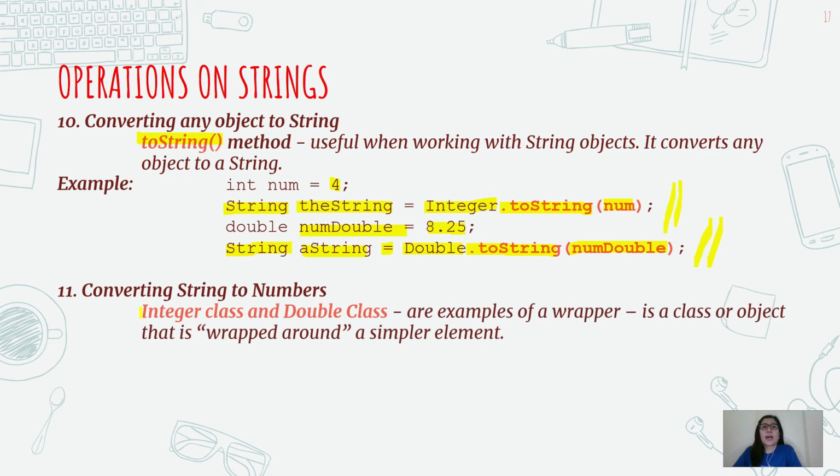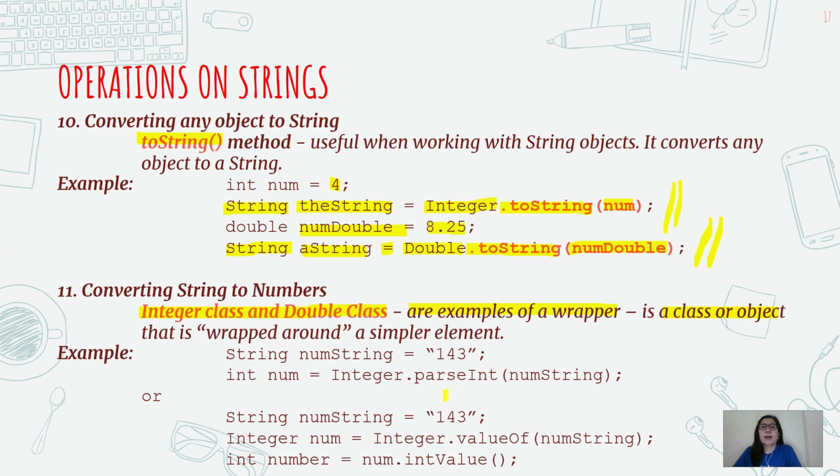So, we have the Integer class and Double class, which are examples of a wrapper, which is a class or object that is wrapped around a simpler element. So, here, we are converting string to numbers. This 143 is a string value because it is enclosed in double quotation. So, how do we convert that? Let's put it in an integer value since we will convert it to a number.